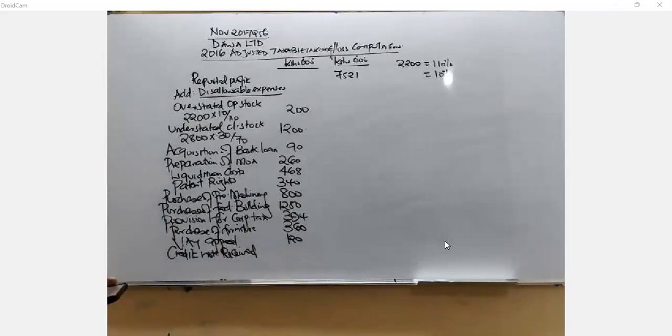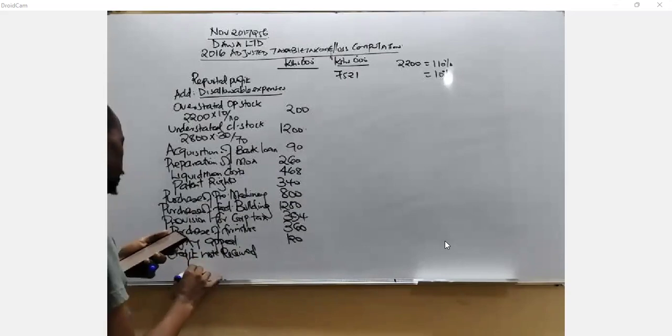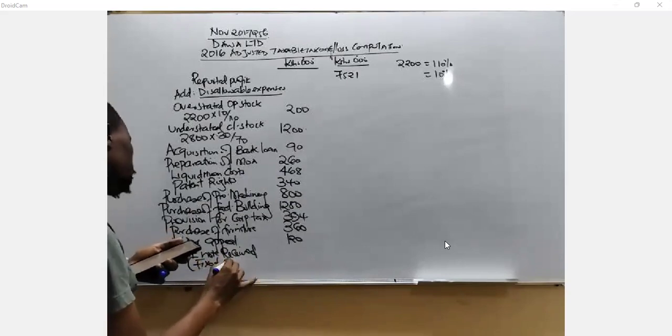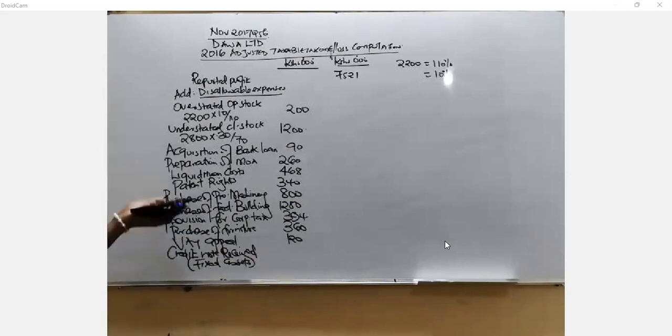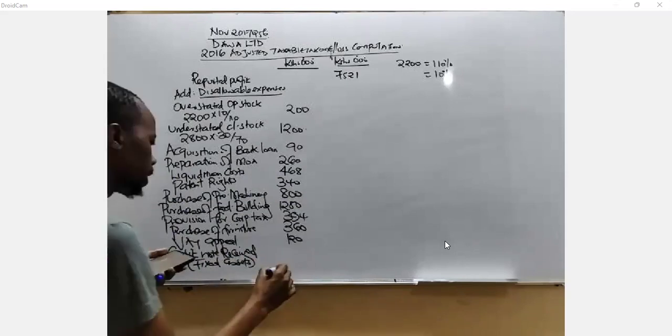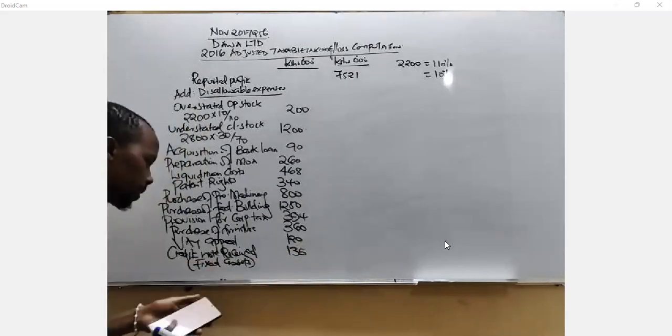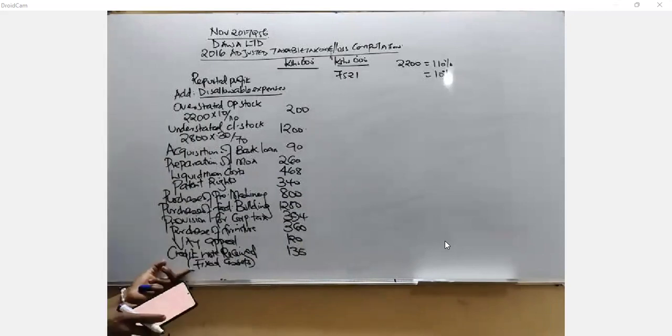relates to what? Relates to the fixed assets, which we have here, right? The credit note received relates to the fixed asset. Now you will get your marks. So this one relates to the fixed assets. And if it relates to the fixed assets, it is a disallowable expense. So in this case, how much is it? You say 135. Another student will say, this one is not part of this computation.